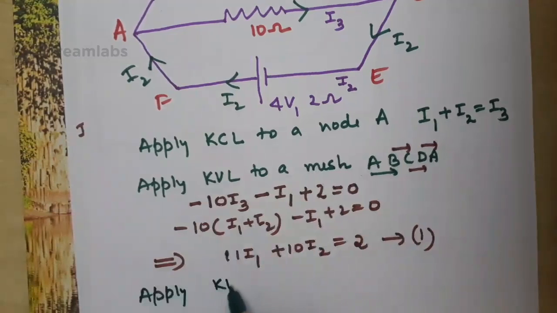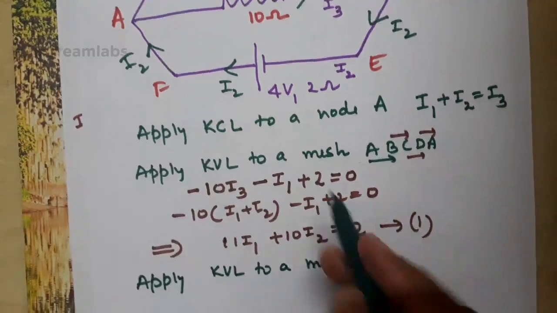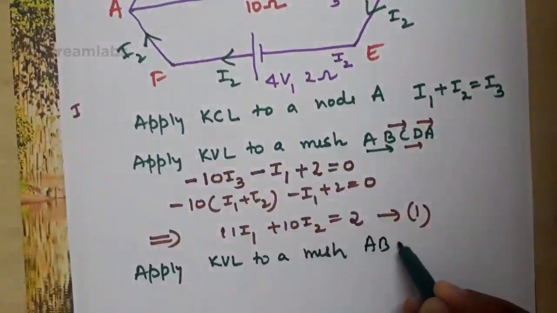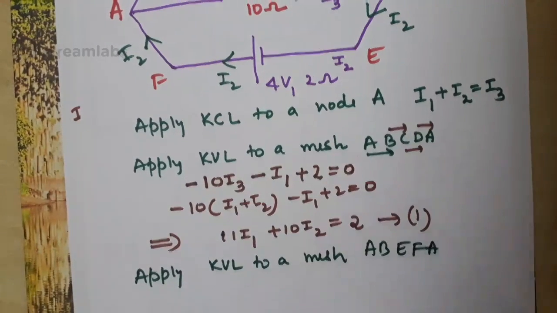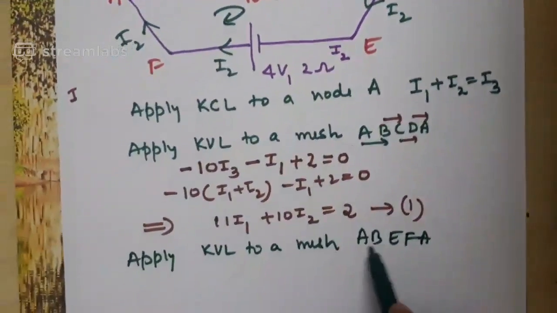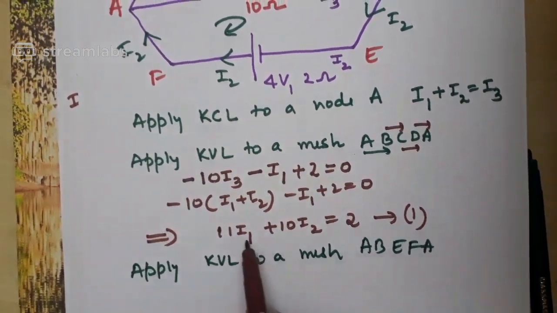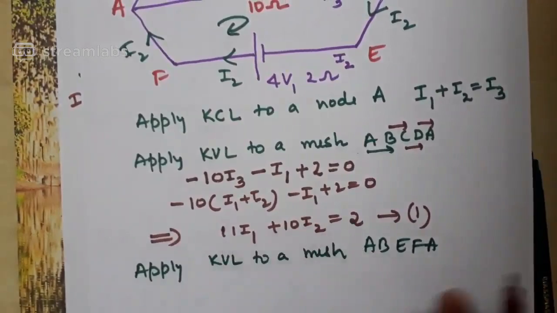You are going to apply KVL to a mesh. One more mesh I'll select, A, B, E, F, A. Can you see that mesh? A, B, E, F, A. This is the direction of a traverse which I selected, A, B, E, F, A. Why am I applying it for another mesh? Because I'm having two unknowns here. I1 and I2 both are unknown.